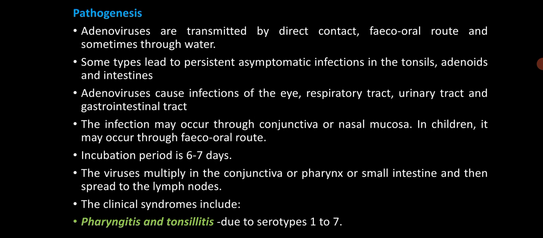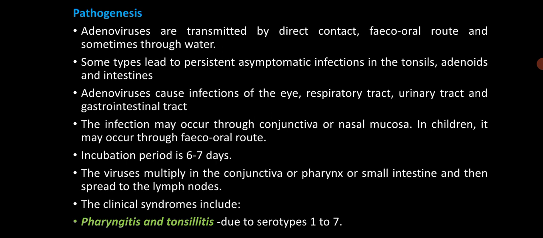In children, it may occur through the fecal-oral route, that is, food and water contaminated with the fecal matter of infected persons. When we consume this food and water, it causes infection. The incubation period is 6 to 7 days. The viruses multiply in the conjunctiva, pharynx, or small intestine and then spread to the lymph nodes.